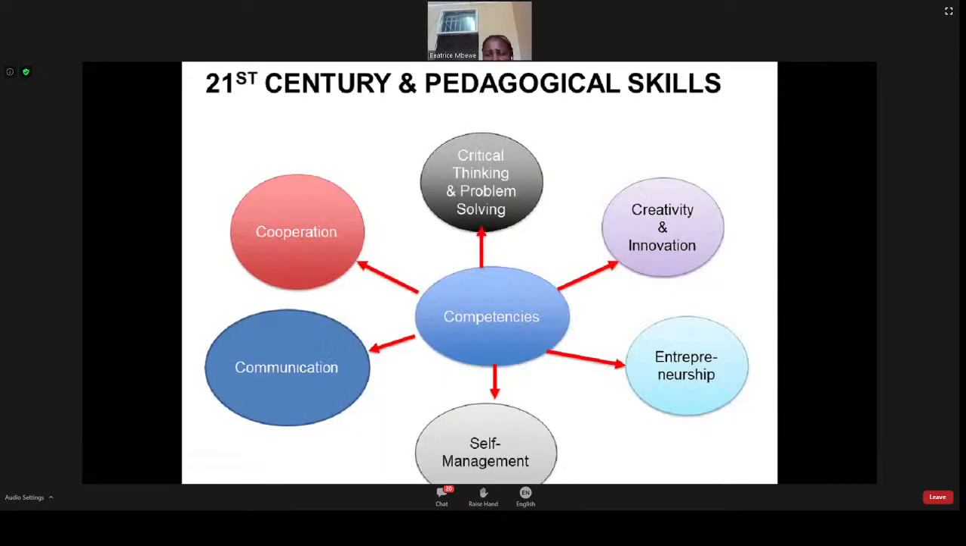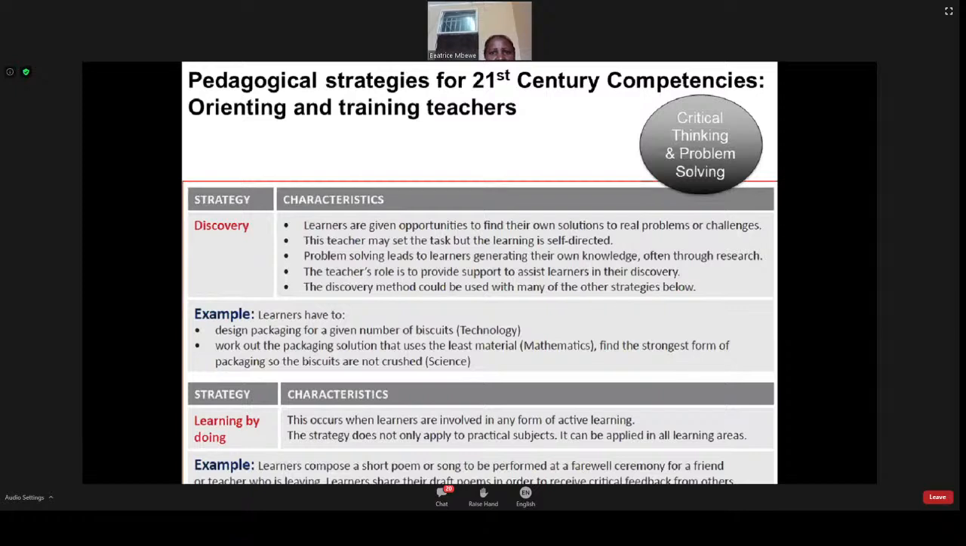In this same document, the TCIG, that's where we have all these competences, which are also known as the 21st century skills, which are communication, cooperation, critical thinking, problem solving, creativity and innovation, entrepreneurship, and self-management. Initially, for us in Zambia, there are 8 if we separate critical thinking and problem solving, creativity and innovation. You will find there are 8.